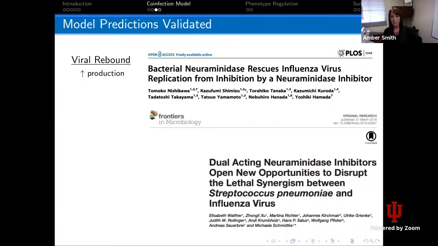There's been a couple of other papers looking at neuraminidase. The pneumococcus has 3 different types of neuraminidase. Neuraminidase helps the virus release from an infected cell, and it can actually rescue the ability of a virus to secrete from the cell when there's a neuraminidase inhibitor altering that and suppressing the influenza. So the bacterial neuraminidase can completely rescue that replication.